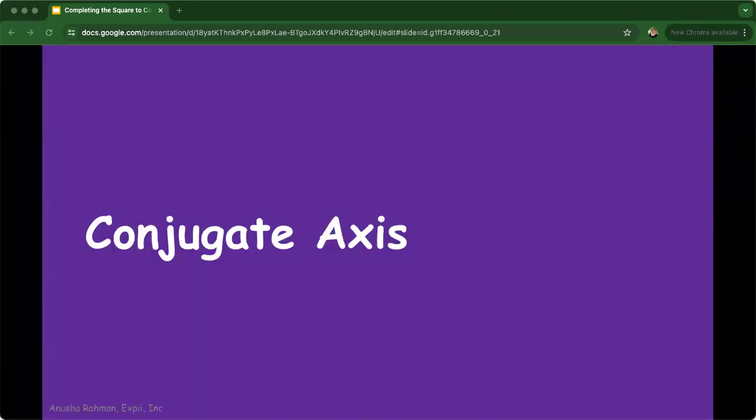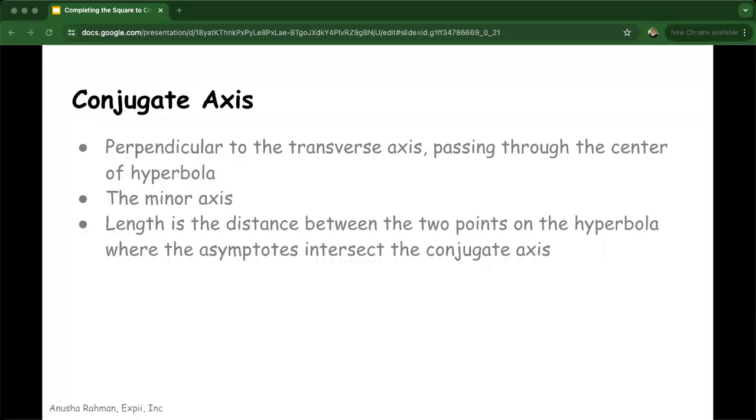The conjugate axis. At the most basic level, the conjugate axis gives us the height of the hyperbola. The conjugate axis is perpendicular to the transverse axis and passes through the center of the hyperbola. It is the minor axis of the hyperbola. The length of the conjugate axis is equal to the distance between the 2 points on the hyperbola where the asymptotes intersect the conjugate axis.